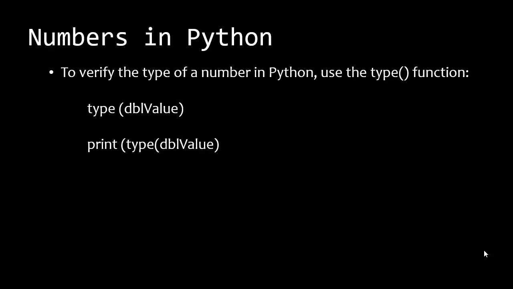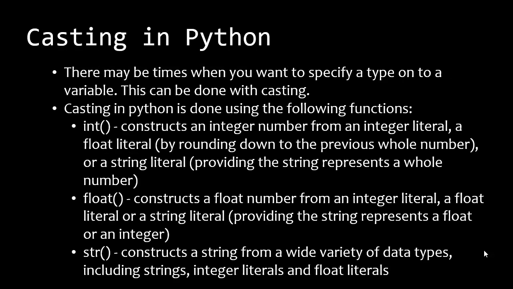You wouldn't have to use that type function later on. You tell it exactly what's going on. So to do that, you could put int, which constructs an integer number from an integer literal, a float literal, and so on. It will round it as soon as you put int around it. Float constructs a float number from an integer literal, a float literal, or a string literal, providing the string represents a float or integer. Same thing for integer there. And str constructs a string from a wide variety of data types: strings, integers, floats, and so on.